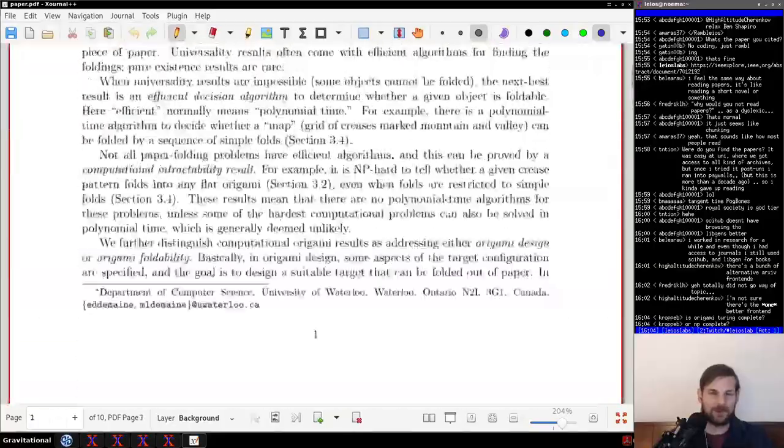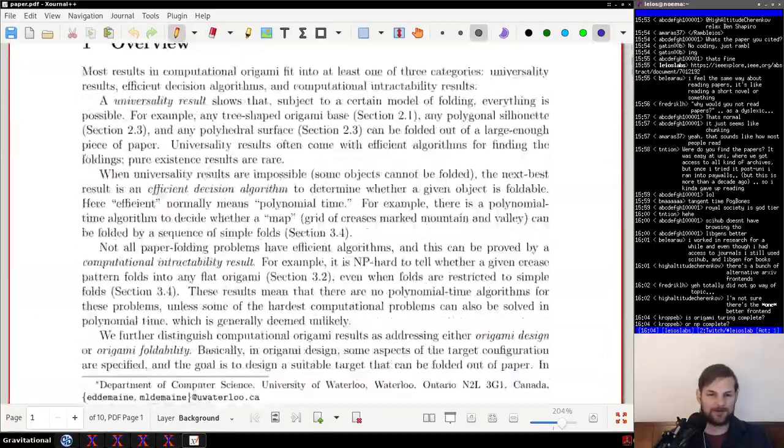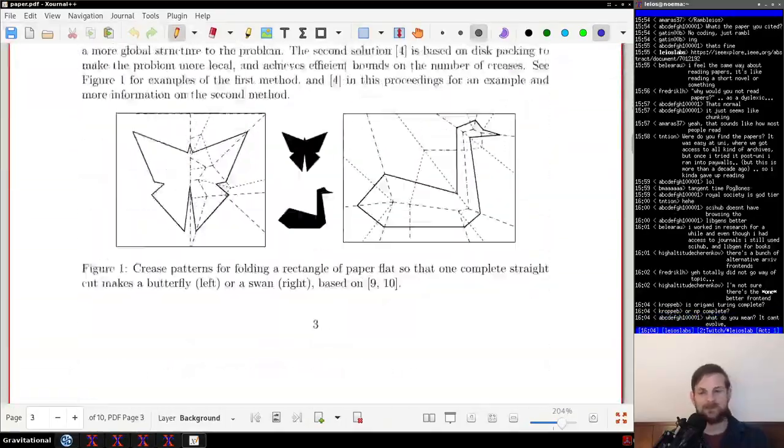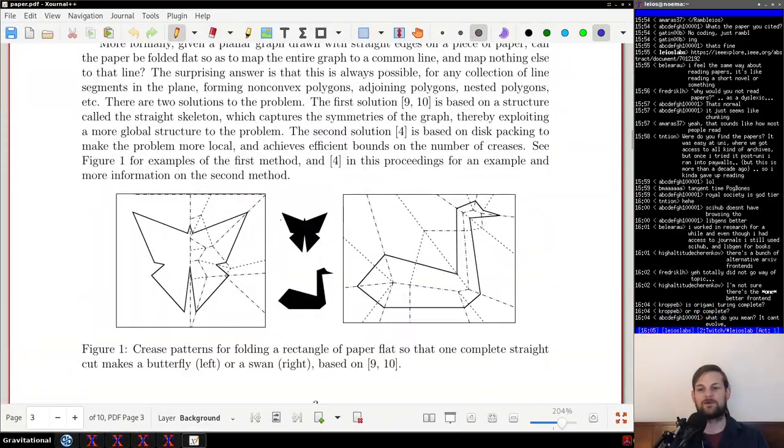This isn't what I was looking for. It's been a while. This must be an older paper or something. But you can kind of see it here. It's the act of finding the right folds and stuff like that. Wait, is origami Turing complete or NP? Wait, what do you mean it can't evolve?